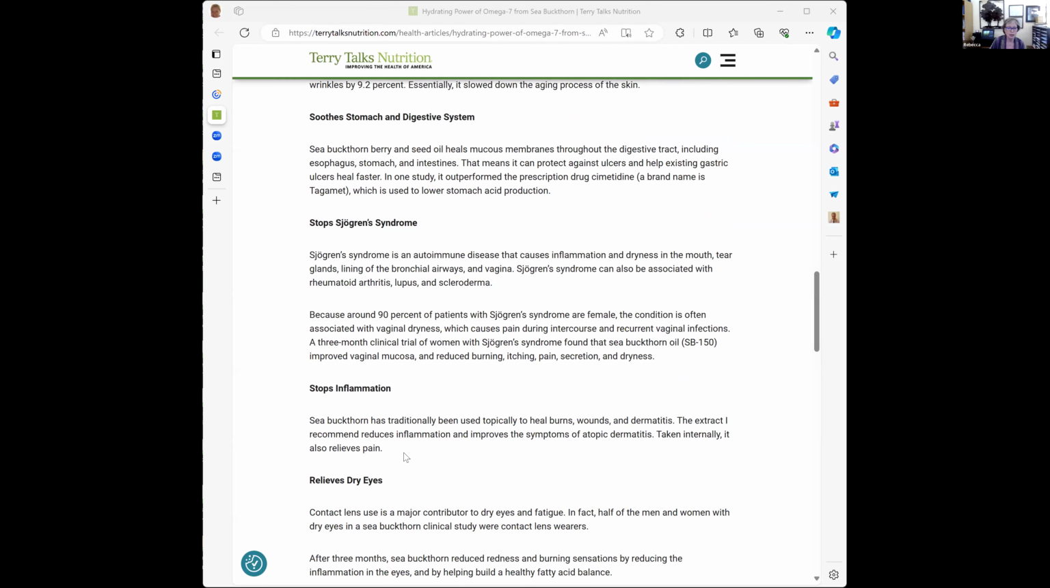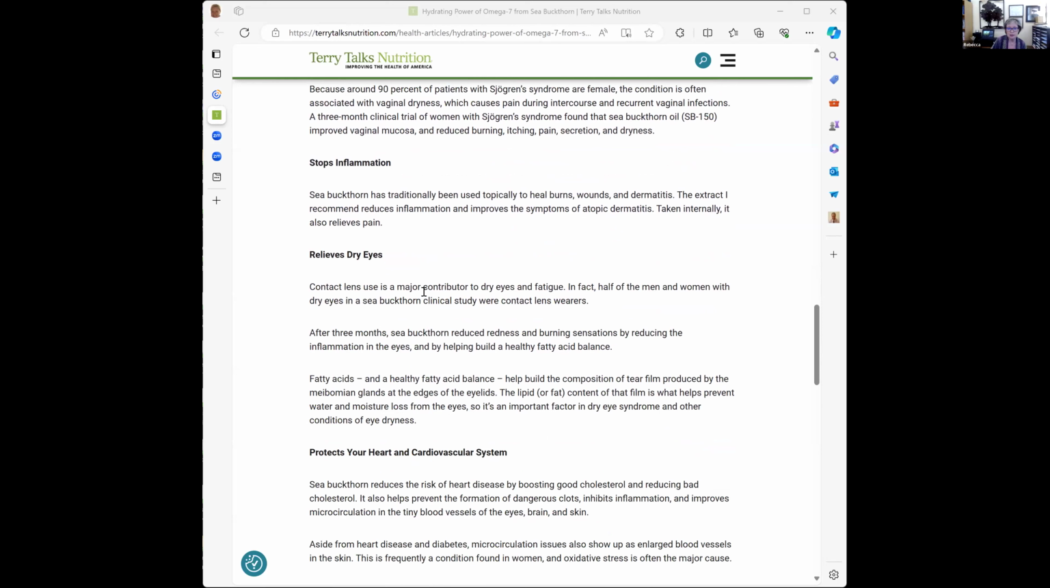Relieves dry eyes after 3 months. Contact lens use is a major contributor to dry eyes and fatigue. In fact, half of the men and women with dry eyes in a sea buckthorn clinical study were contact lens wearers. After 3 months, sea buckthorn reduced redness and burning sensations by reducing the inflammation in the eyes and by helping build a healthy fatty acid balance.